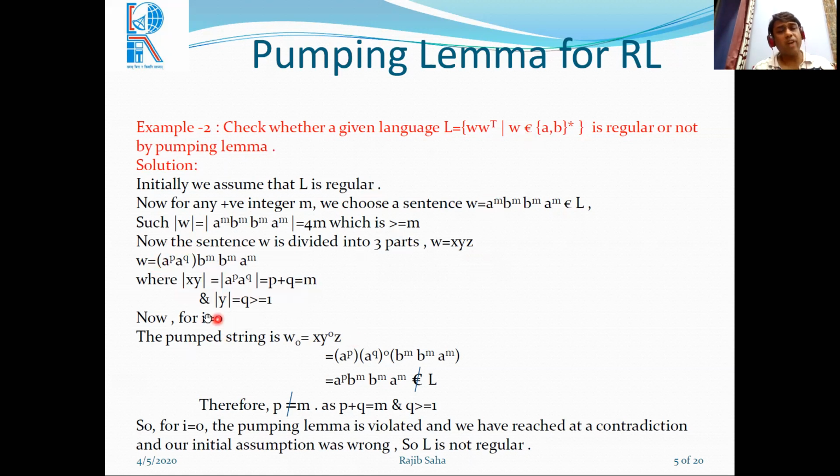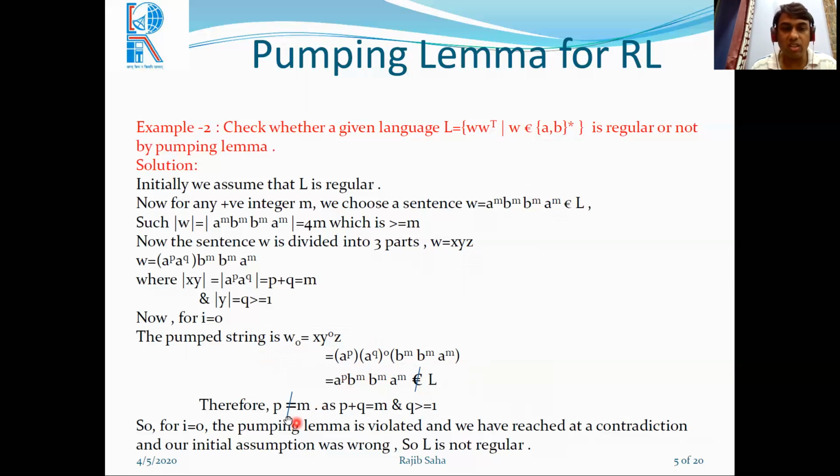Now again, for i equal to 0, the pumped string w0 equals x y to the power 0 z. This is your x, this is your y, and definitely the power is 0, and this is the rest of the thing, that is the z. Now as the power is 0, this term vanishes, it becomes p plus m, and m. And again, it does not belong to L.